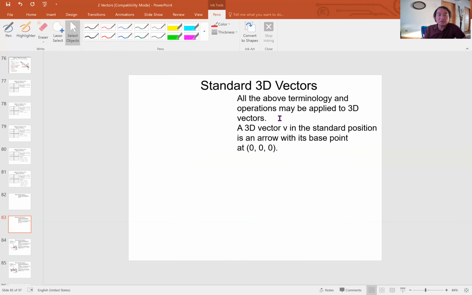And all these things we went through apply to three-dimensional space. So I'll let you read that, and that's it. This is the section basically on vectors.